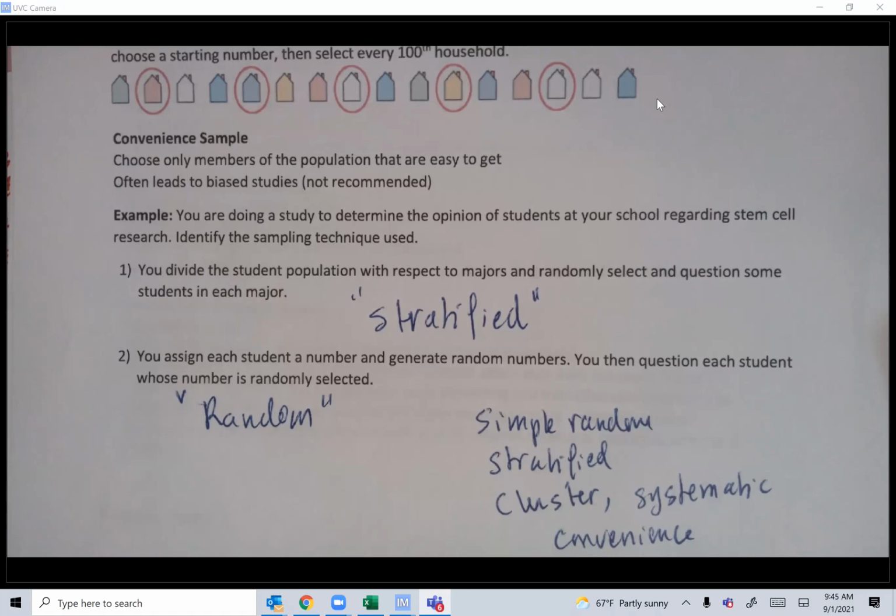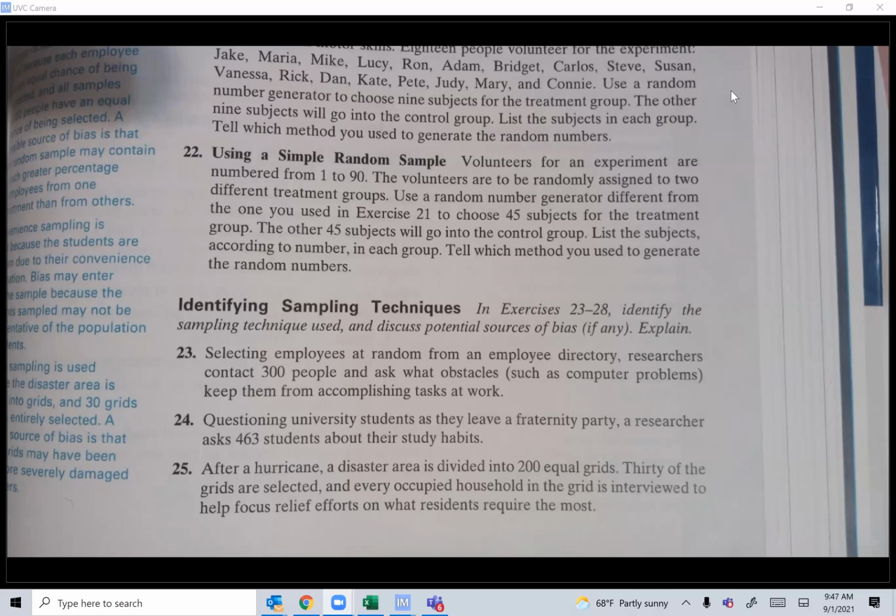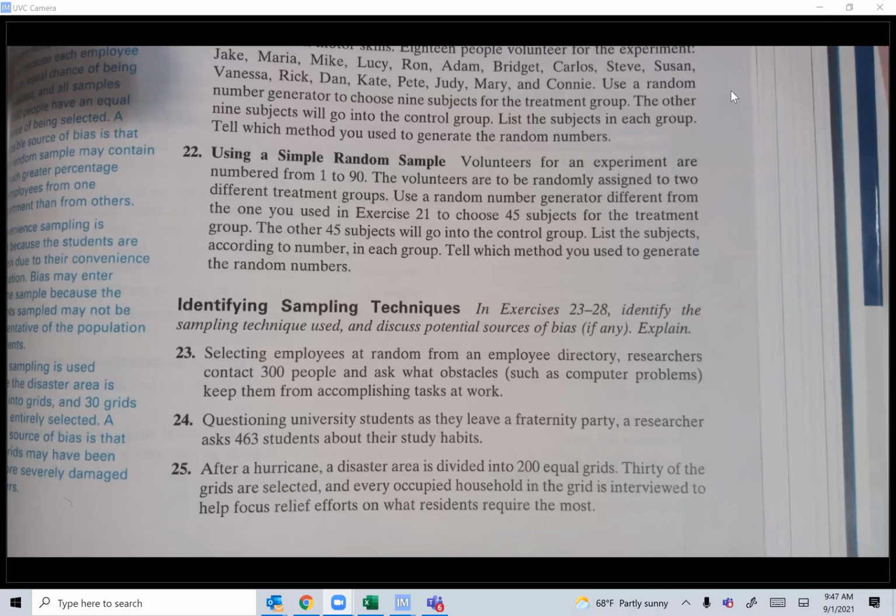Let's see if we can do some more here. I'm going to do some more exercises. Just 1 second. Okay, tell me what sampling technique is being used, guys. It's in the book, page 25. Number 23, selecting employees at random from an employee directory. Researchers contact 300 people and ask what obstacles, such as computer problems, keep them from accomplishing tasks at work. Is it a simple random sample, stratified, cluster, systematic, or convenience?